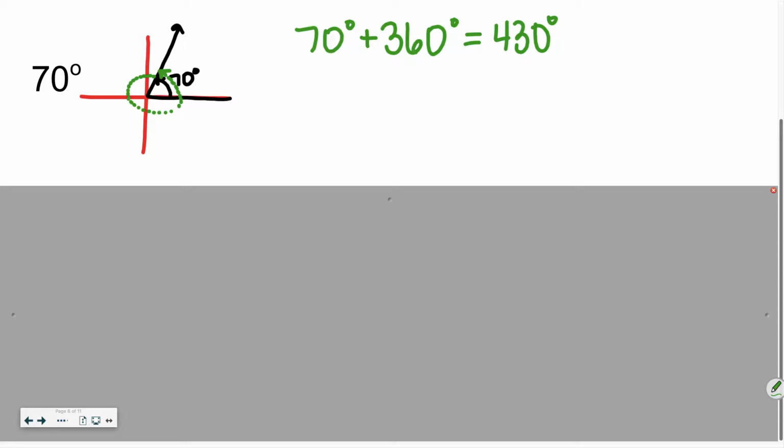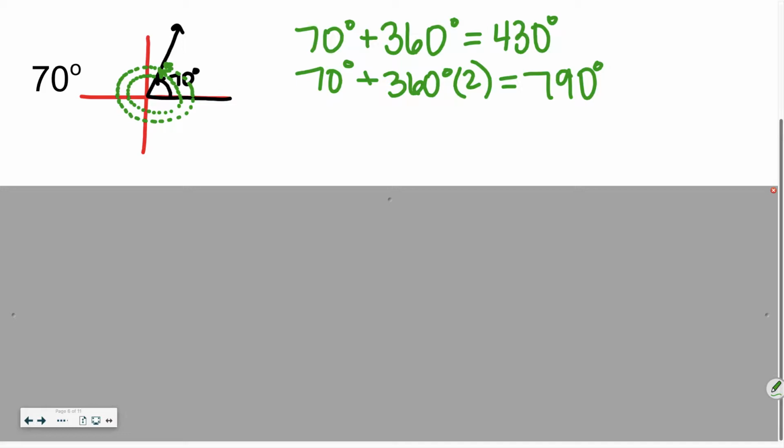Okay? We could even do it again, right? If we take 430 degrees and we rotate a full rotation, right? Then we have another coterminal angle. Okay? And really, we could be obnoxious, right? We could keep adding 360, adding 360, adding 360. Okay? Yes, we could also subtract 360. Okay, I'm going to draw a new picture because I don't want this to be too busy here.